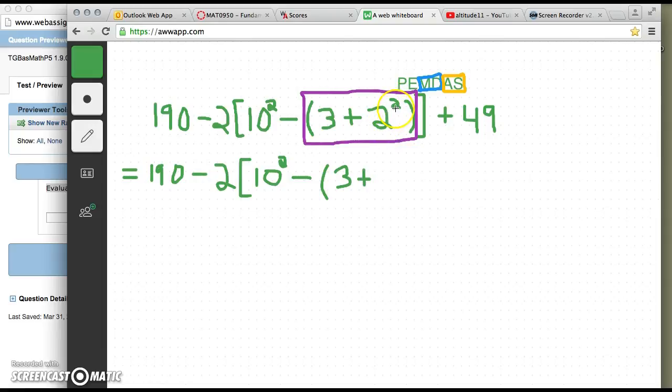So guys, remember that exponents or powers tell us how many times we are going to multiply the base, which is the larger number down below, to itself. So here we want to take 2 and multiply it to itself twice. So what is 2 times 2? 2 times 2 is 4. And we still need to finish this up with a plus 49.